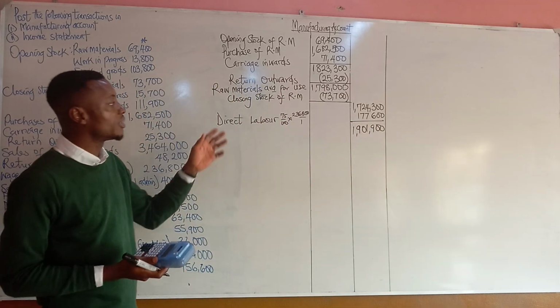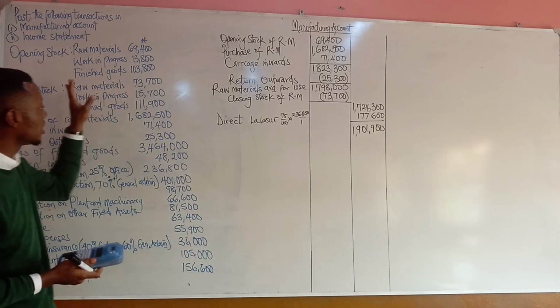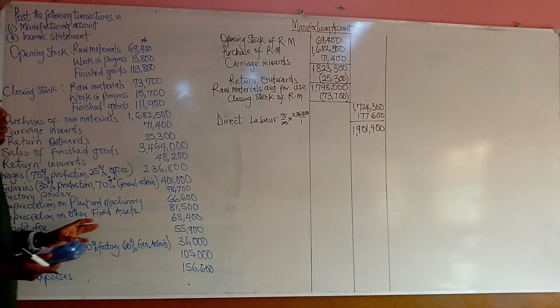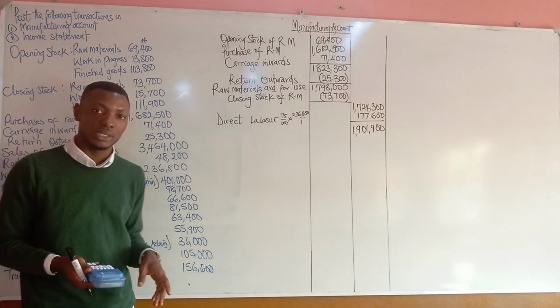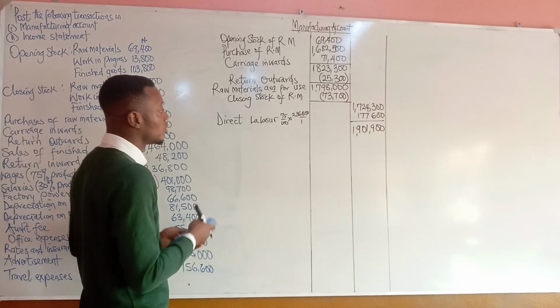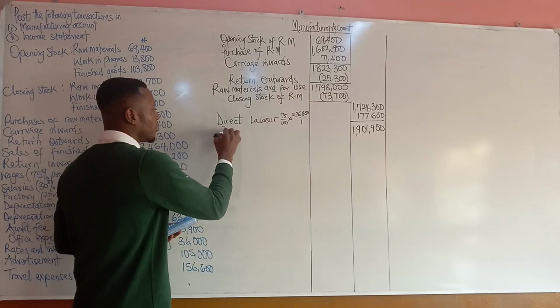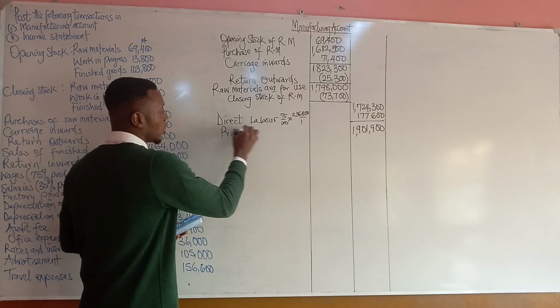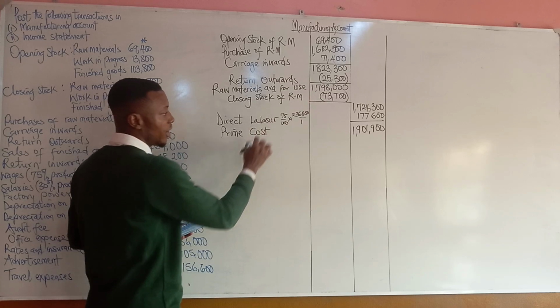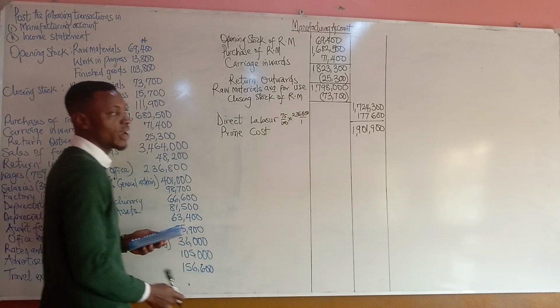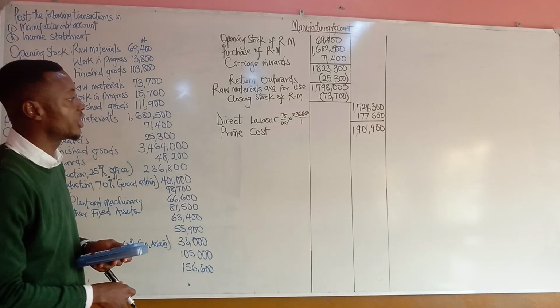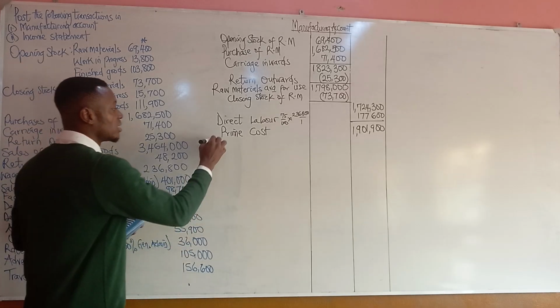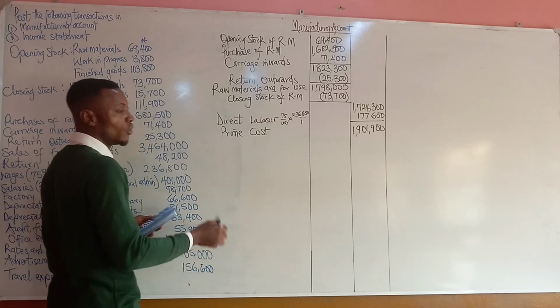Now this figure becomes what? Prime cost. It's becoming our prime cost because from this transaction we did not incur anything like direct royalties. Royalties were not paid for goods, so this will become my prime cost. Okay, prime cost 1,901,900. Now the next thing we'll do is factory overhead.